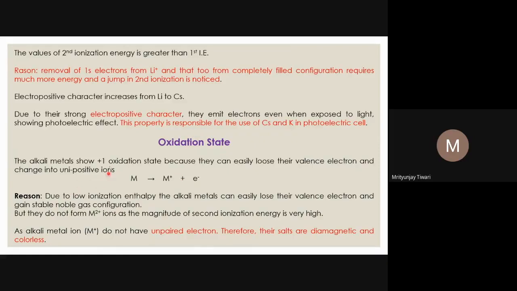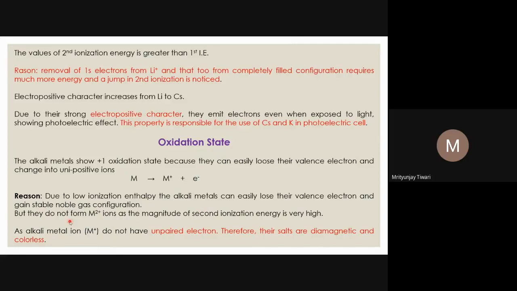So the alkali metals always show plus one oxidation state in a compound. It's not in the neutral or the elemental form. You should always remember it's in a compound, not in the elemental form. Whenever it forms any type of compound, it will always have plus one oxidation state. This is because they can easily lose their valence electrons and change into unipositive ions. Due to low ionization enthalpy, the alkali metals can easily lose their valence electrons and gain a stable noble gas configuration.